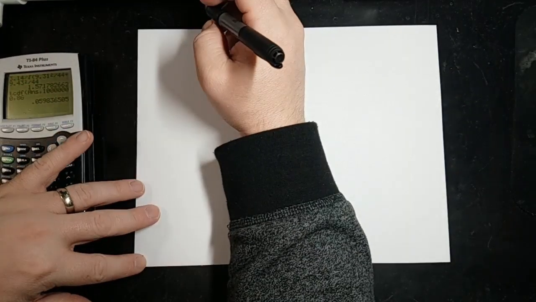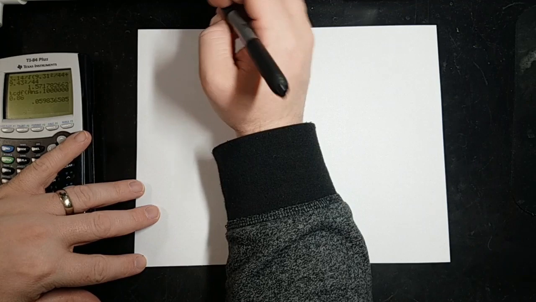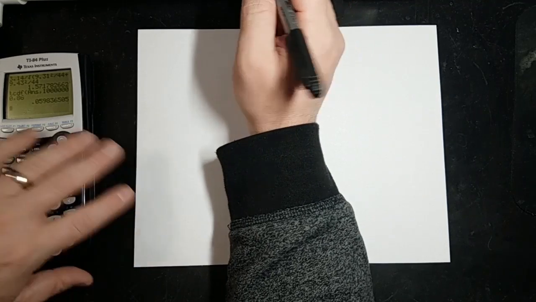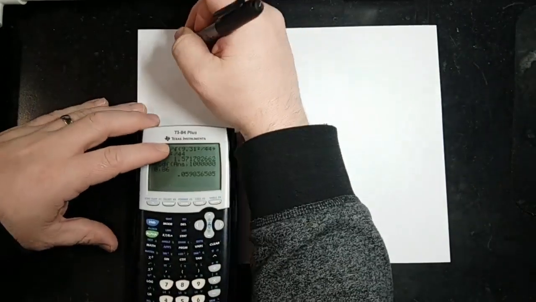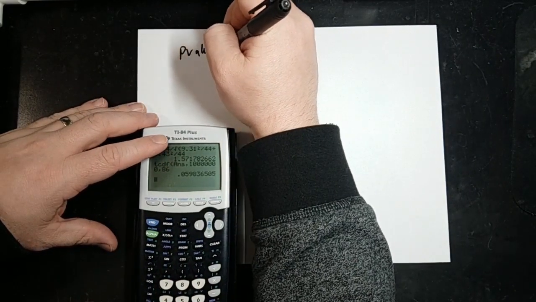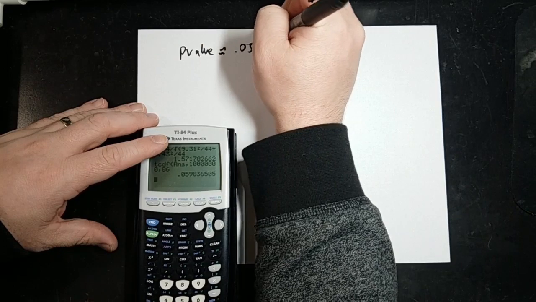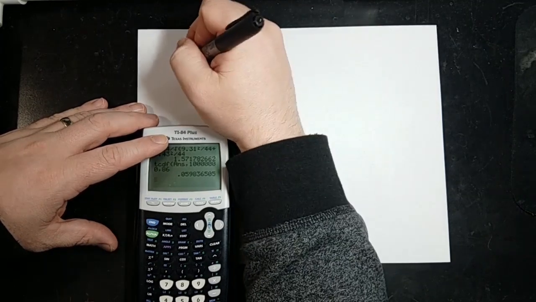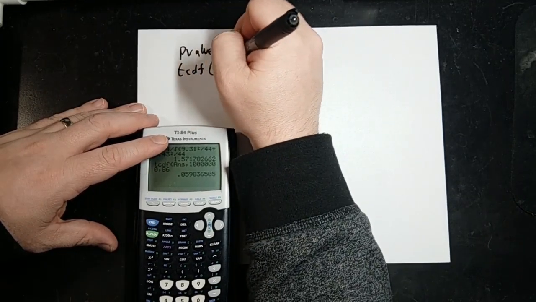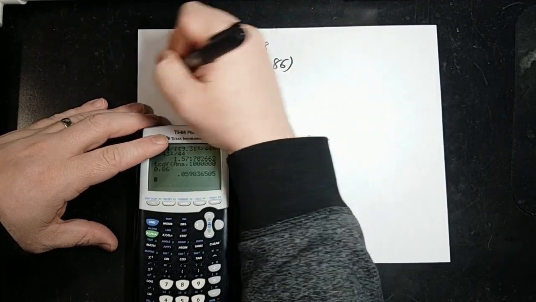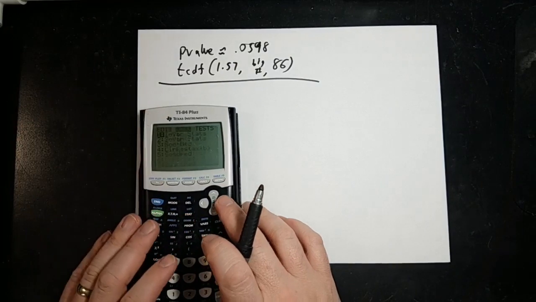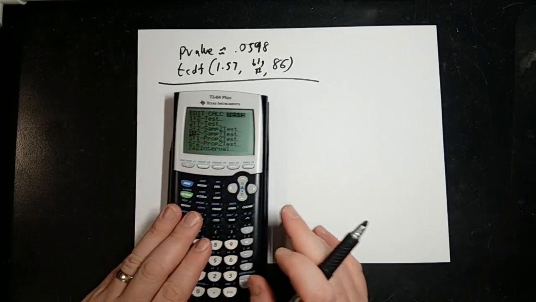Now again, let's say that I was just going to use the t-test here. I'll write down some other stuff later. Oh yeah, this is what I wanted to write down. I got a p-value of approximately 0.0598 using tcdf 1.57, comma, big number, comma, 86 degrees of freedom. Let's run a two-sample t-test.